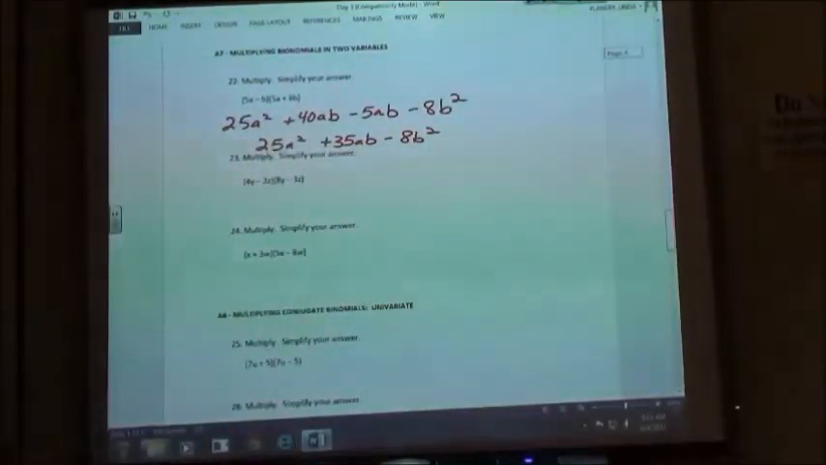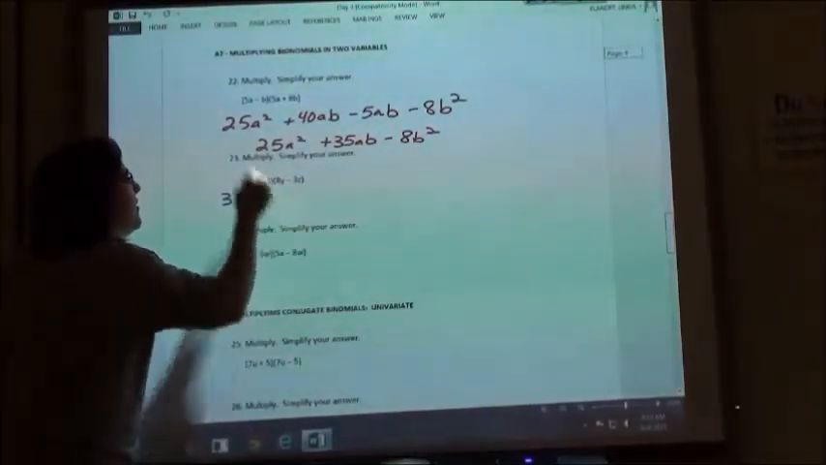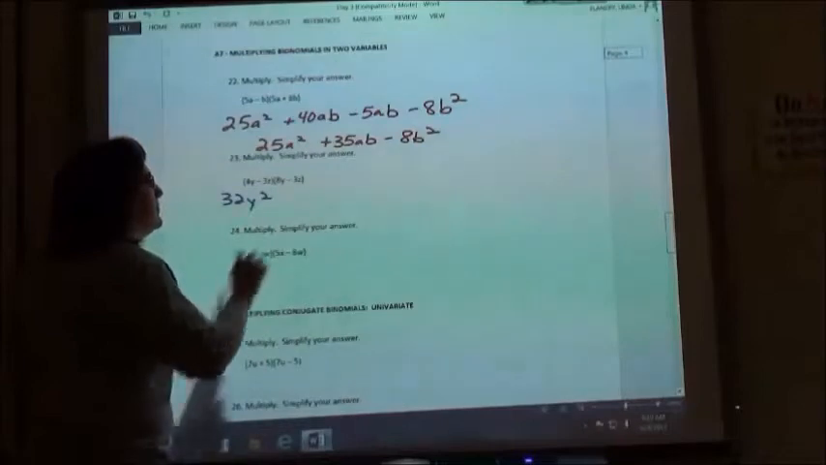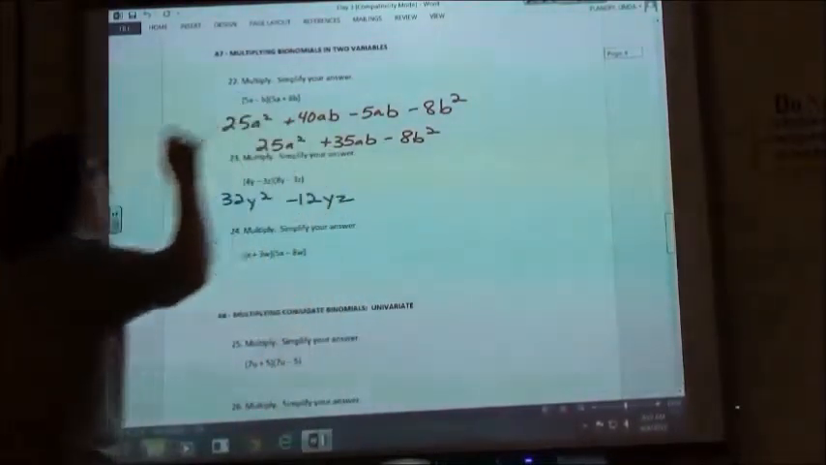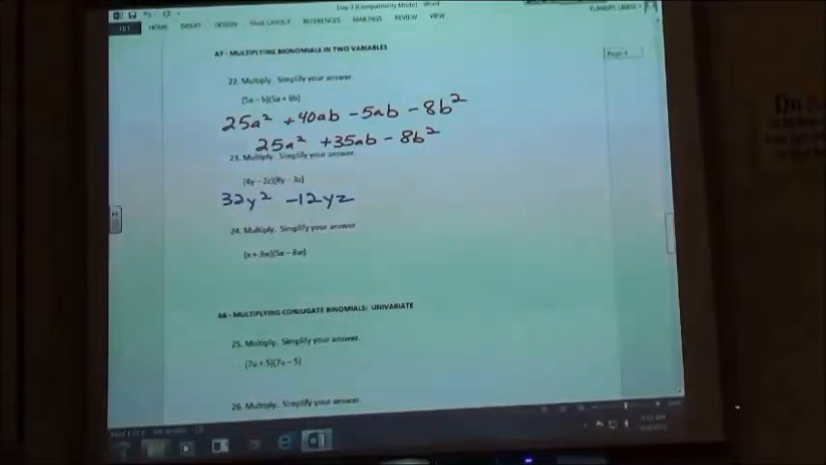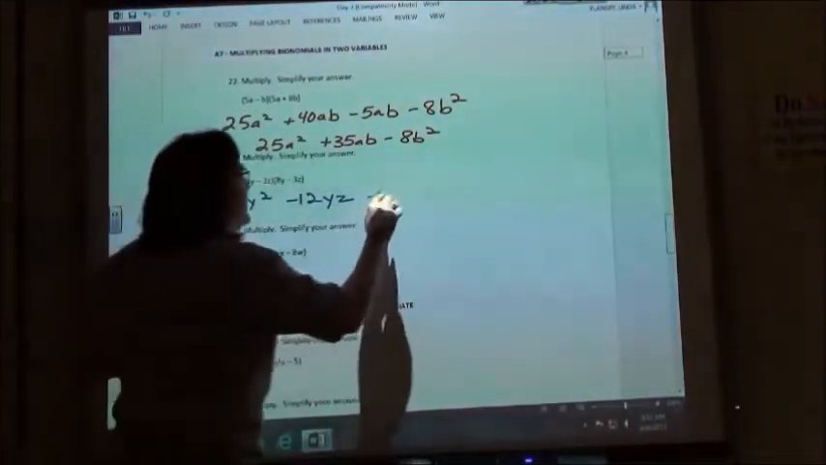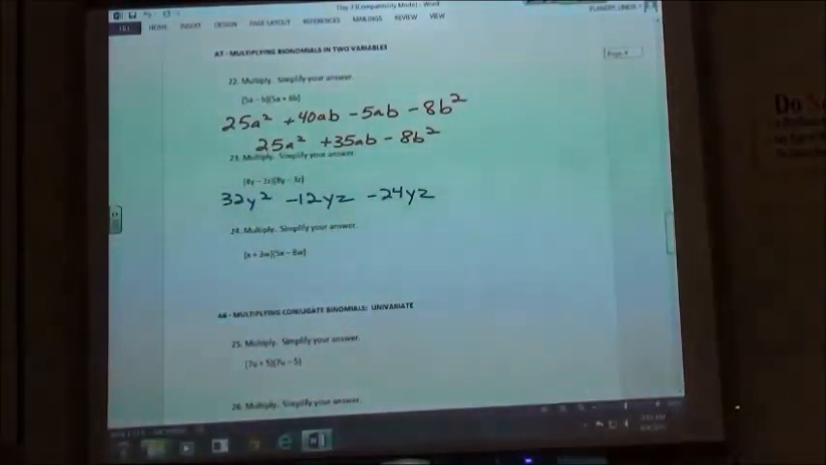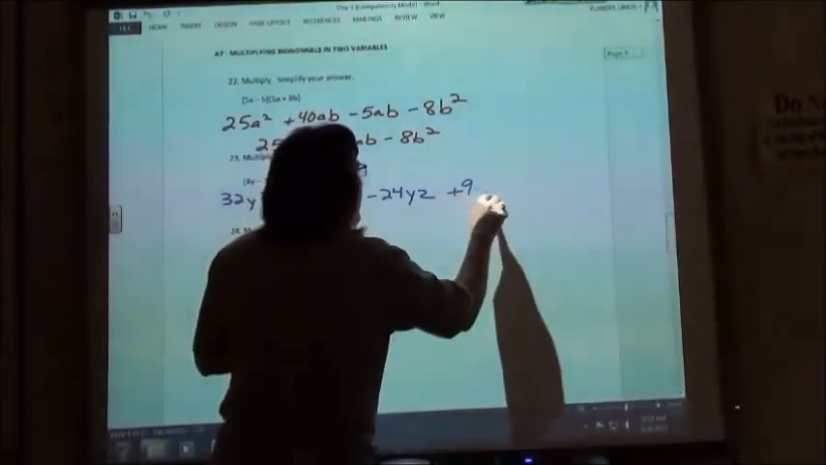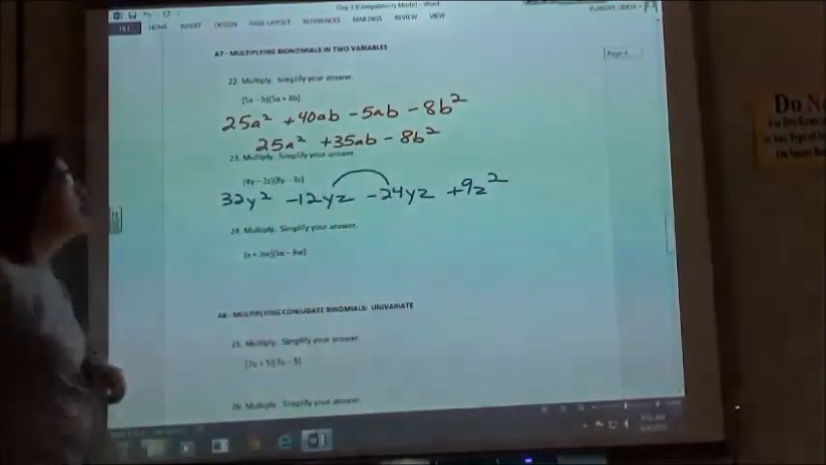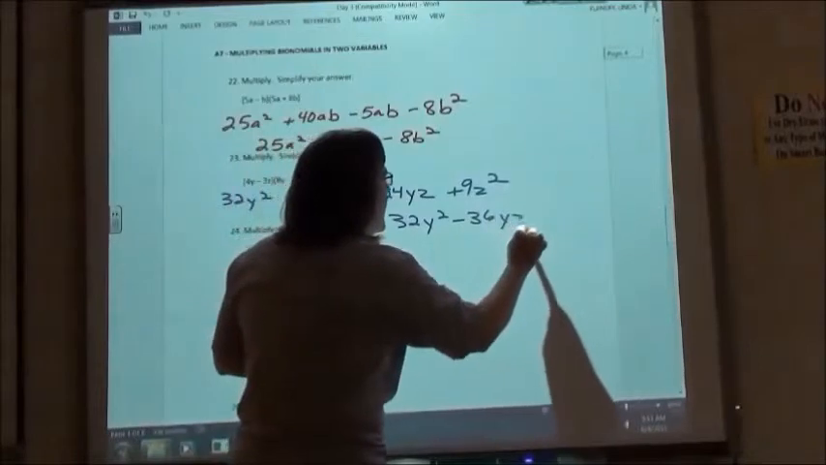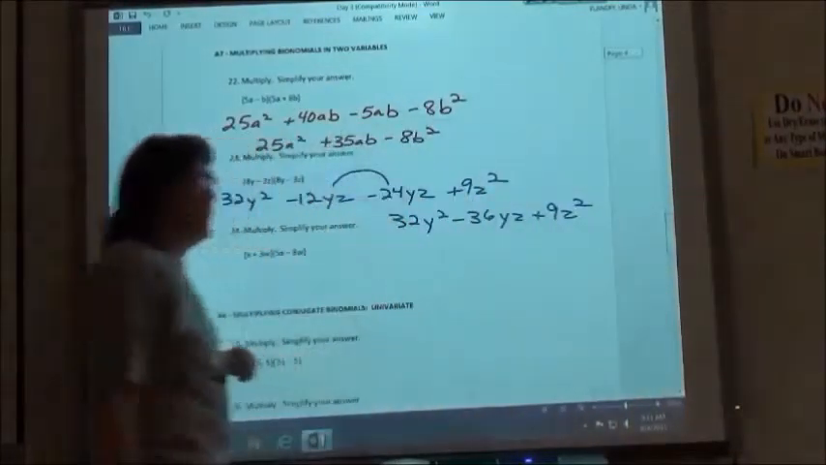So 23, if we multiply that out, 4y times 8y, 32y squared. 4y times negative 3z, negative 12yz. Negative 3z times 8y, negative 24yz. And negative 3z times negative 3z, positive 9z squared. So combining my like terms in the middle there, 32y squared minus 36yz plus 9z squared, then would be my answer.